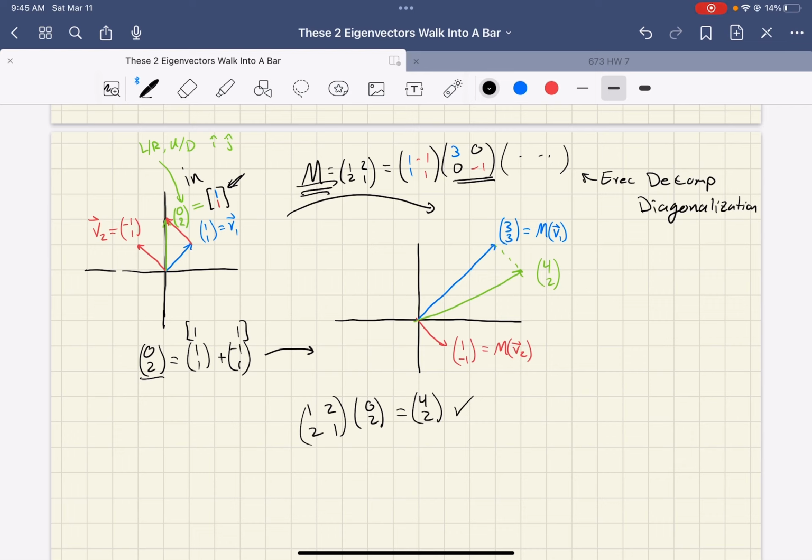Okay. And it's because this middle diagonal matrix is telling you how your original matrix wants to behave. Like it just wants to stretch and flip something. That's it. And what are the somethings? Well, it wants to stretch that and flip that.